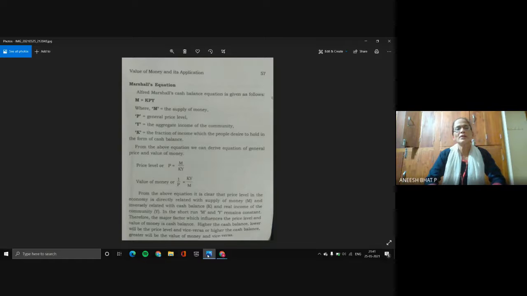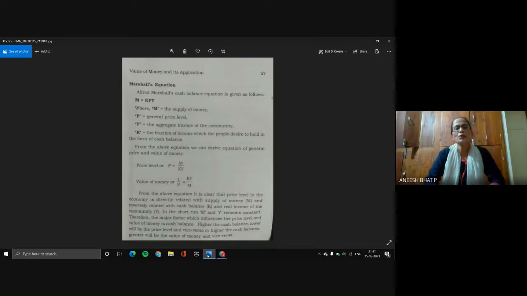See, just to recall his equation, look here. M is equal to KPY. Here, M stands for supply of money, P is the general price level, Y is the income. K is the part of income which the people desire to hold in the form of cash, maintaining cash balances out of total income. By aggregate income we mean the total income.